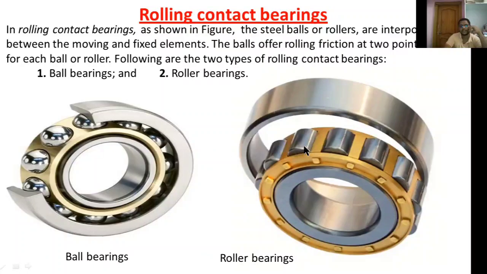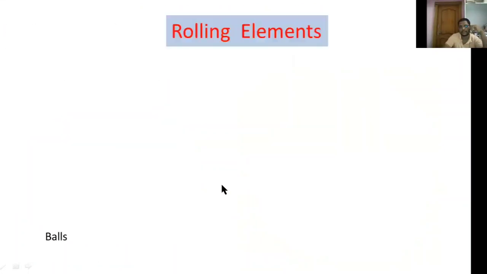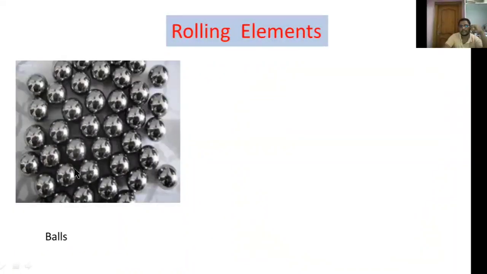These balls or rollers are used to minimize the friction between the rolling element and fixed element. In ball bearings, these balls are used, so these balls are called rolling elements, because these balls roll.